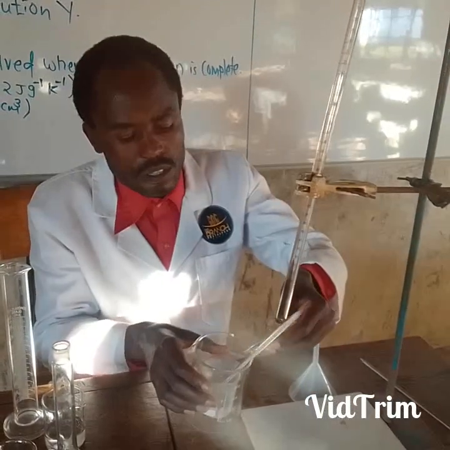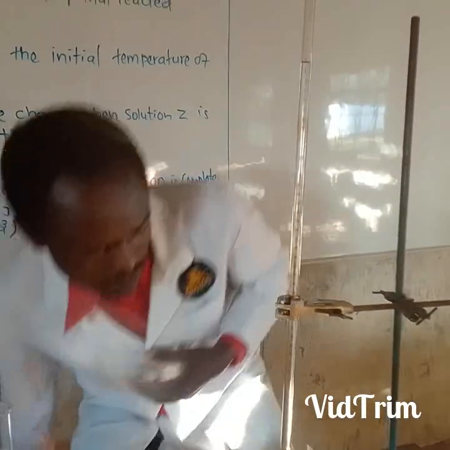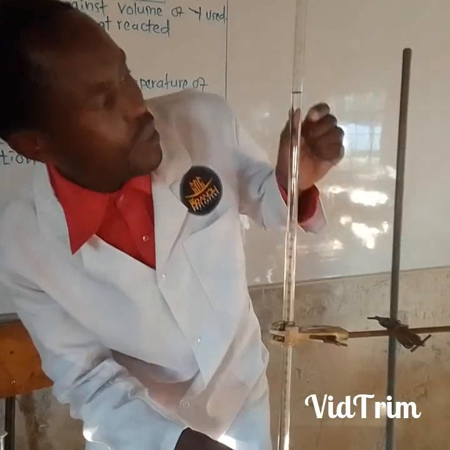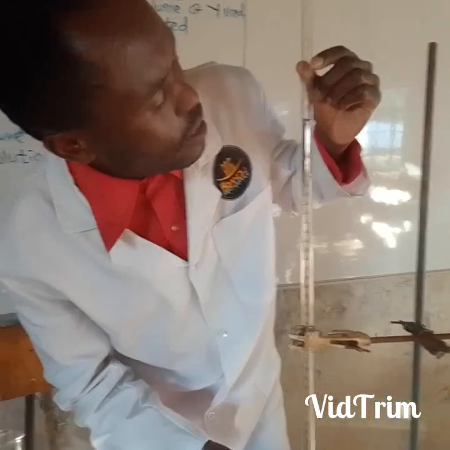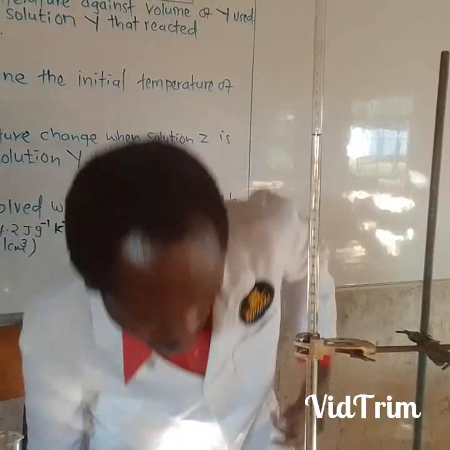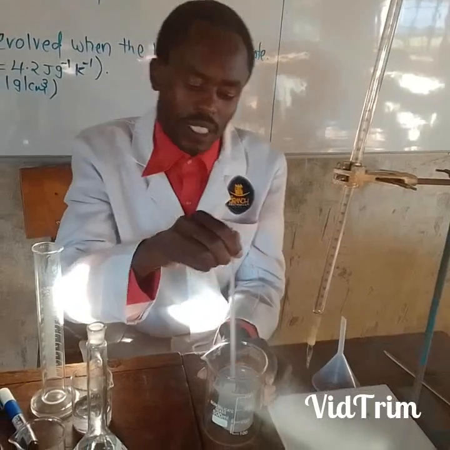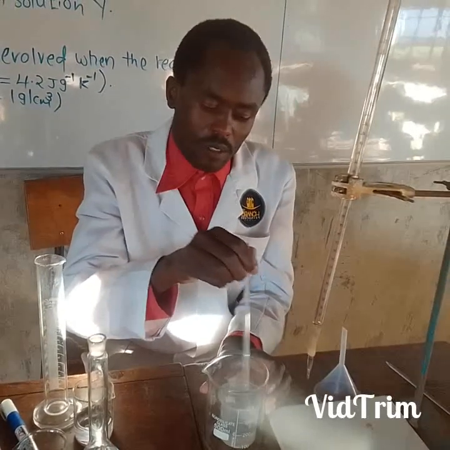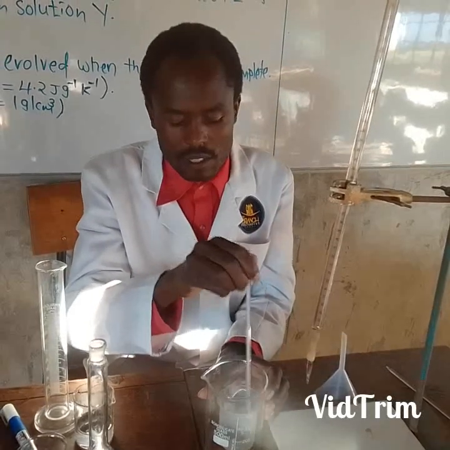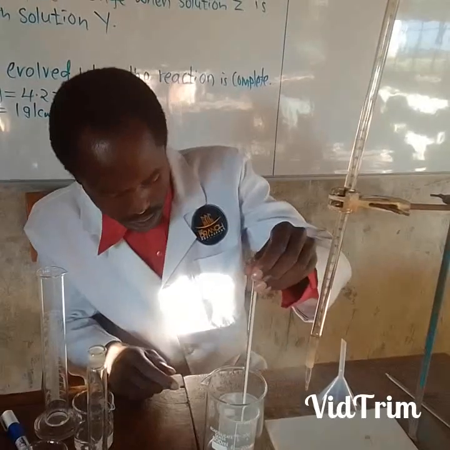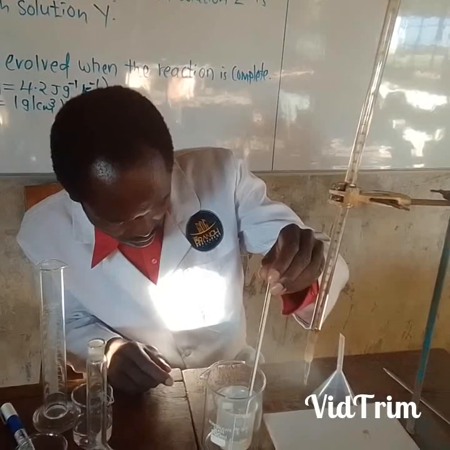Please. Let us go. I'm again adding 4 mL. So from 8 we move to 12. Like that. That is 12. And as I add, I have to stir the mixture using the thermometer, and again read the highest temperature reached after every addition. That is 21.